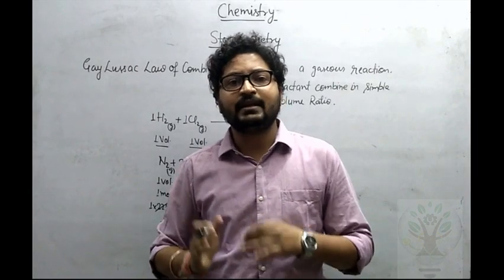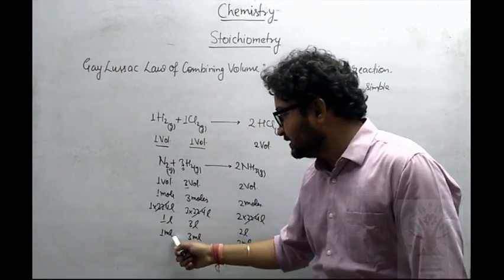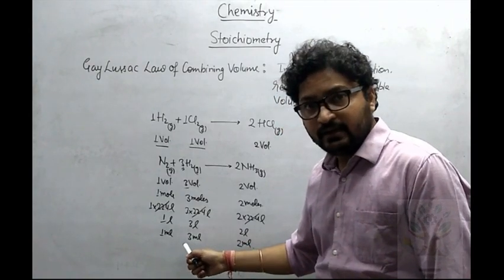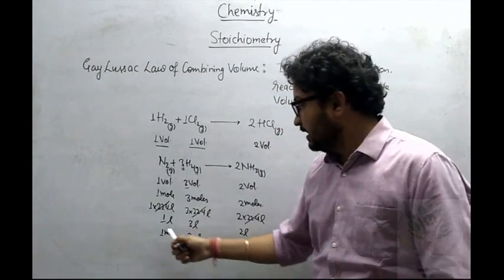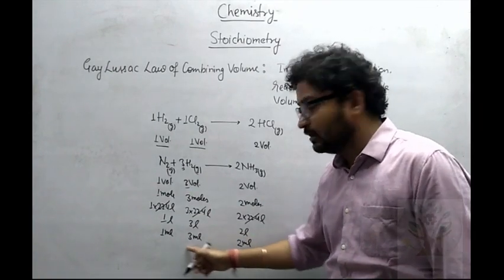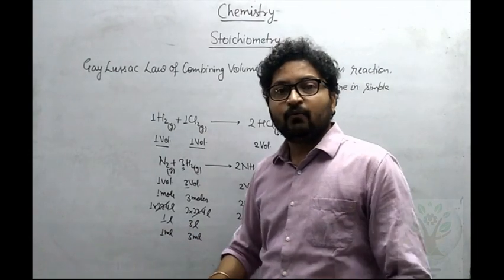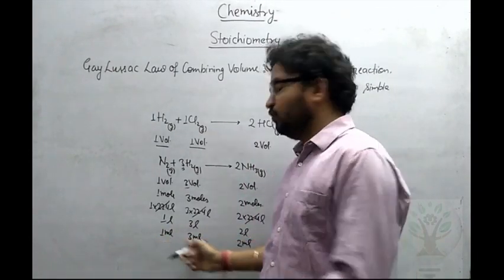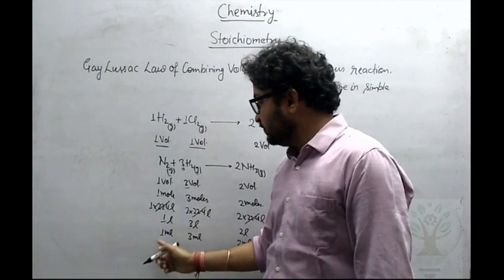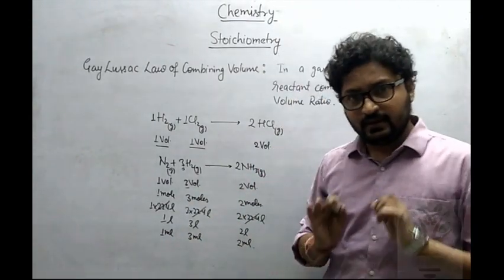Gases always combine in a simple volume ratio. It is not like 1 ml is combining with root 3. Are you getting the meaning of simple ratio? It means a pure rational number, not irrational. So 1 is combining with 3. If I have 2 ml, 2 will combine with 6. If I have 3 ml of N2, it will combine with 9 ml of H2. Like that. Is this clear?